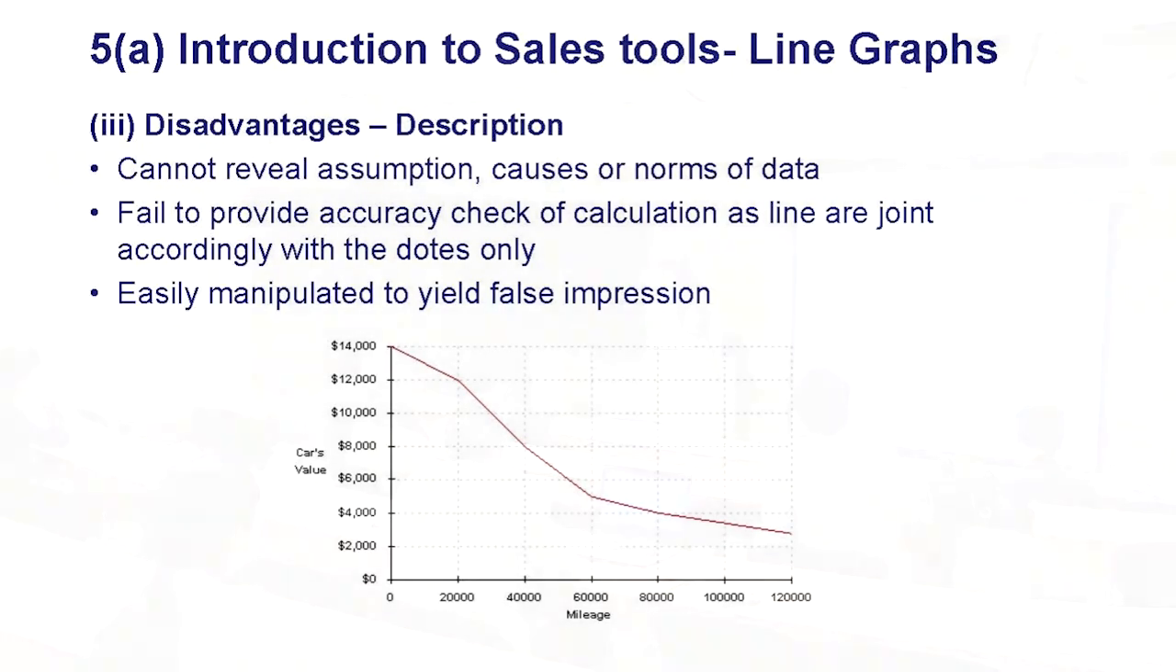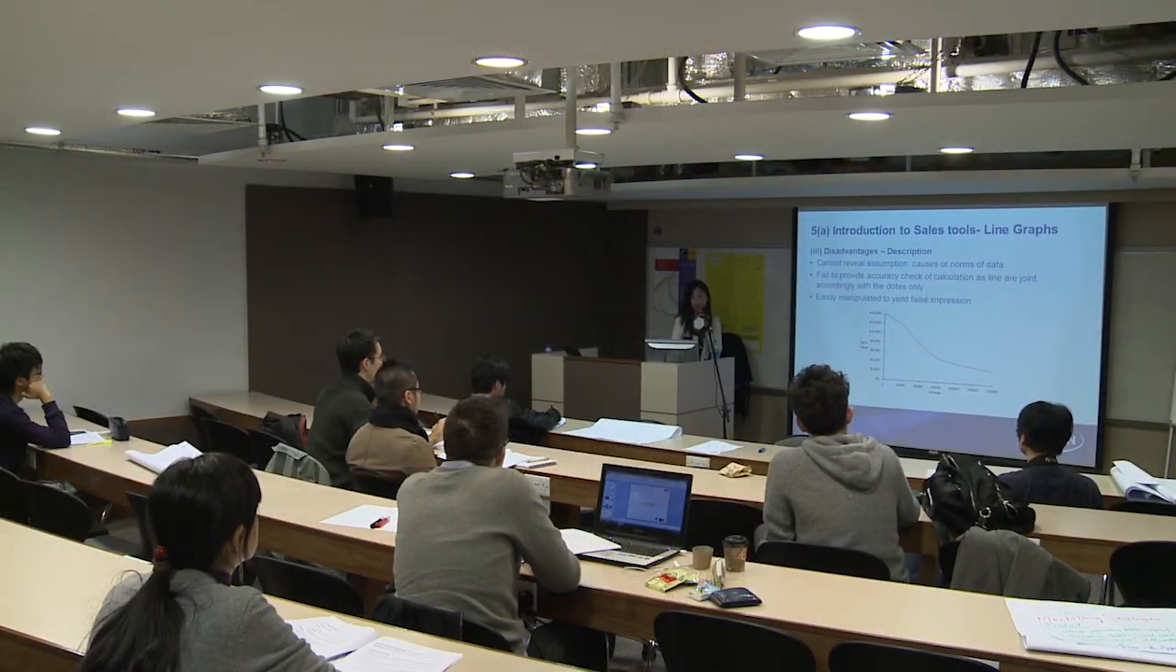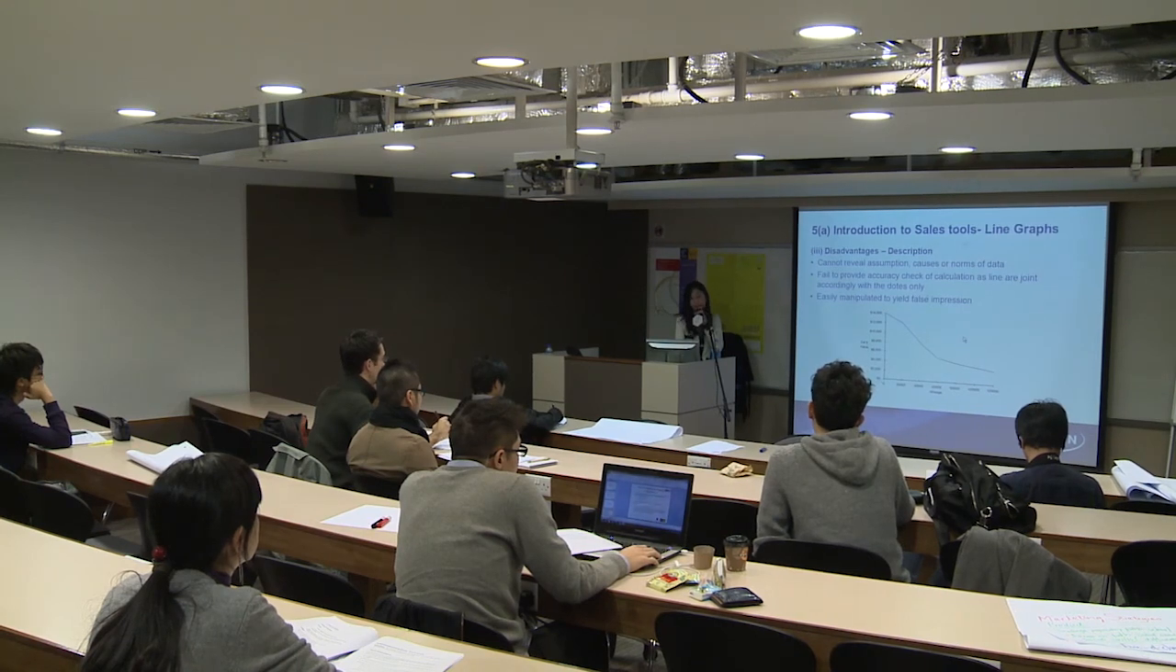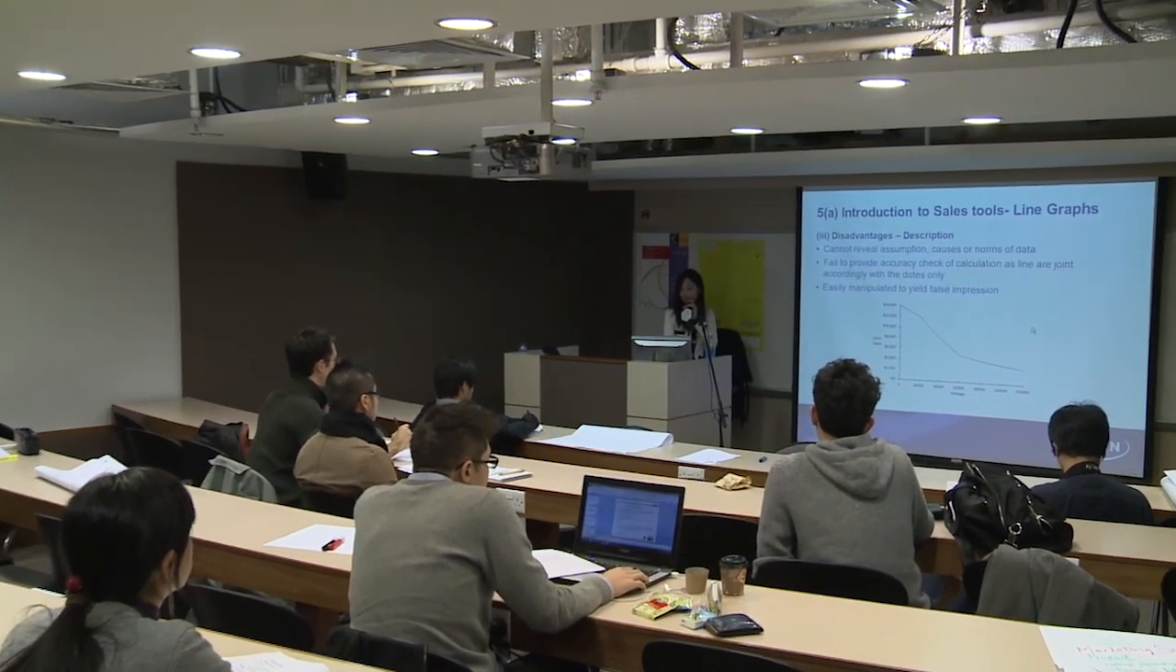However, it cannot reveal assumptions, causes or norms of data, and fails to provide an accuracy check of calculation, as the line is joined accordingly to the dots only. So it's quite difficult to assume whether or not this is actually correct. It's easily manipulated because this creates a false impression, okay? So depending on how detailed you are going to plot it, it all depends on how detailed. If you're going to make it really detailed, then maybe it'll work. But if you are not, then this might not be an advantage because when people look at it, they will feel that there is something missing.